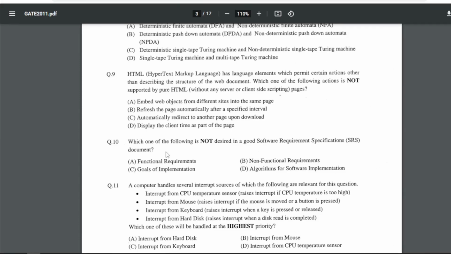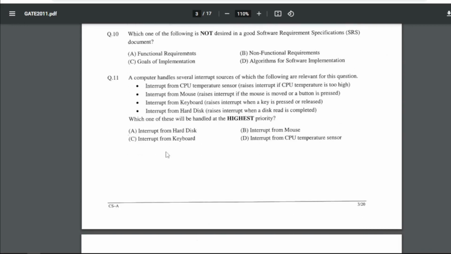10th is, which one of the following is not desired in a good software requirement specification (SRS) document? In that case for the 10th, our answer will be D, that is algorithms for software implementations.